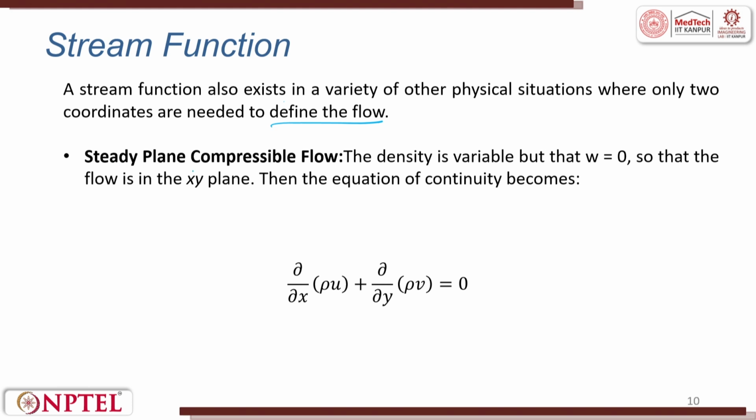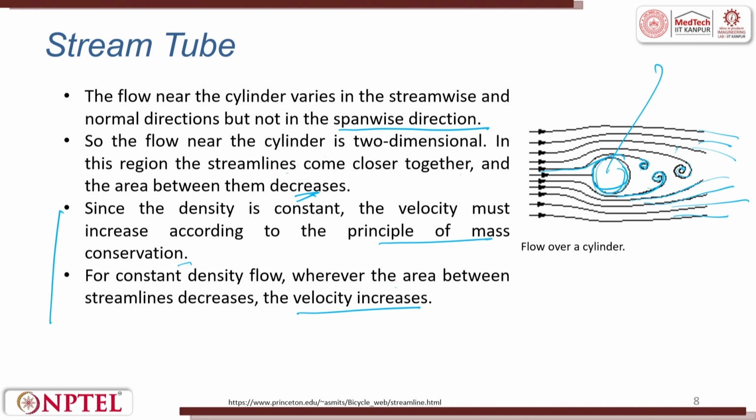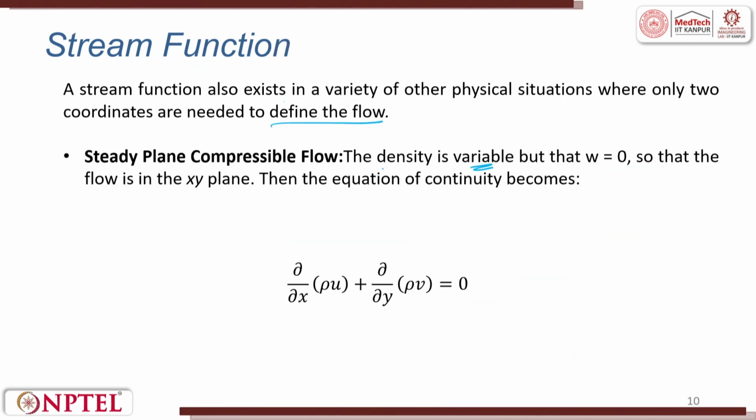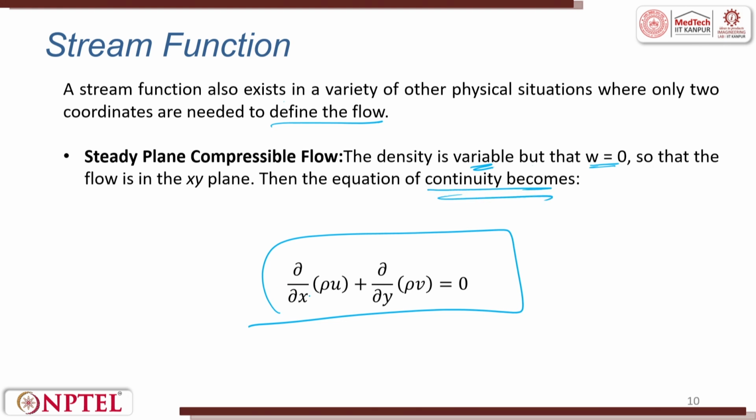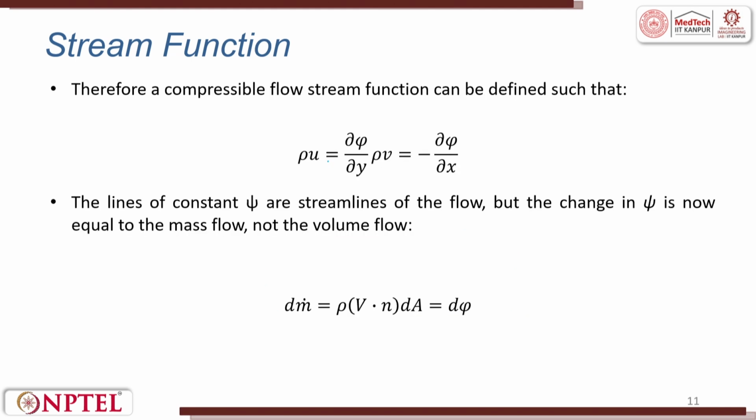The steady plane compressible flow, the density is variable. So, here what we saw, density is constant. So, here what we are seeing, the density is variable, compressible flow, but that W is equal to 0. So, the representation in an xy plane is given by the continuity equation dou by dou x rho u plus dou by dou y rho v equal to 0. So, this is for a steady plane compressible flow.